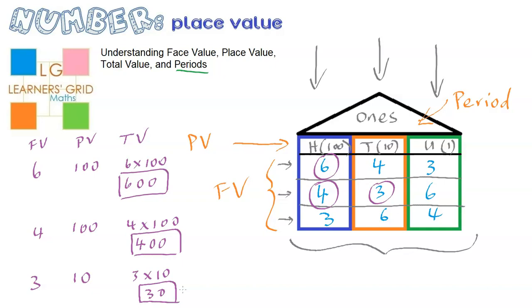So in the next video, we're going to take a look at larger numbers and how place value, total value, period, and face value all interact when we deal with larger numbers, maybe 4, 5, 6, 7 digits. If you want to find that part 2, just look in the description below, and I'll see you there.